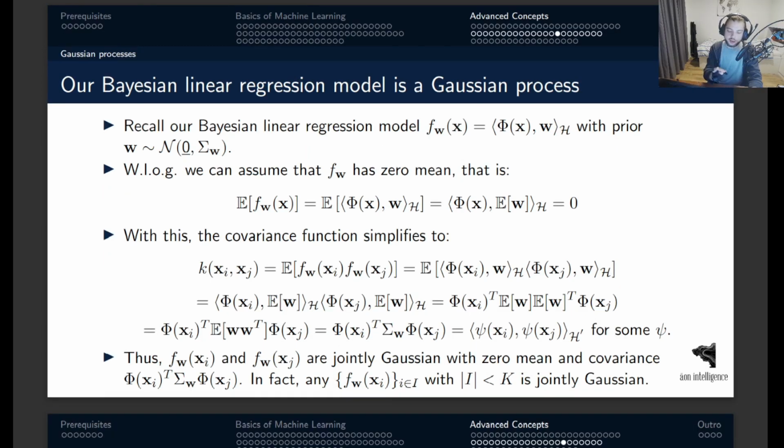So again, to hammer down the idea on this slide: we did Bayesian linear regression in the beginning of this lecture. I then introduced Gaussian processes as a new concept, but what we found for the Bayesian linear regression suffices to define a Gaussian process. So this Bayesian linear regression that we did is indeed a Gaussian process.